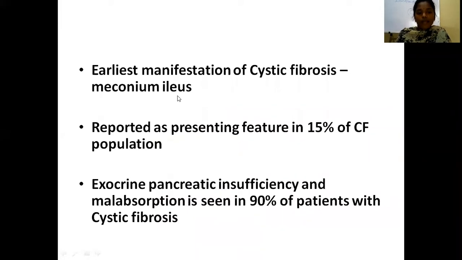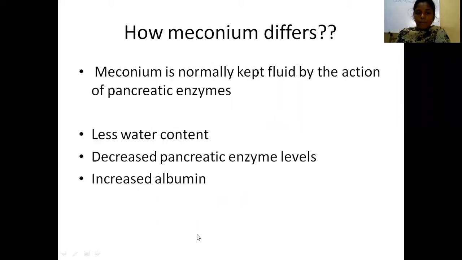So meconium ileus is the earliest manifestation of cystic fibrosis, and it is reported as the presenting feature. Meconium ileus is the presenting feature in 15% of the cystic fibrosis population. Exocrine pancreatic insufficiency and malabsorption is seen in 90% of patients with cystic fibrosis.